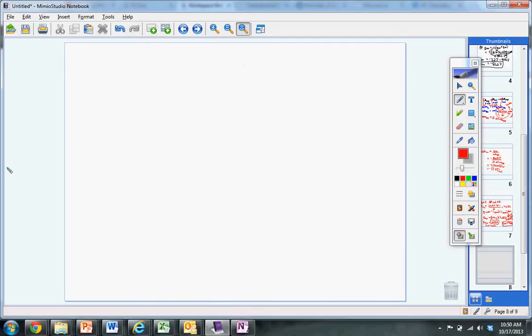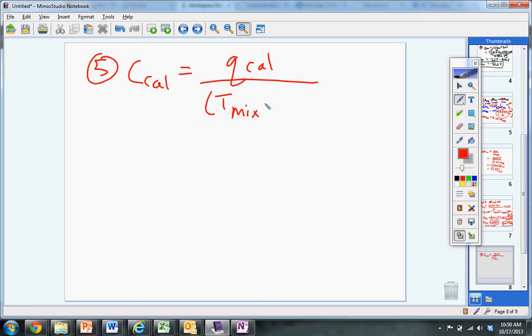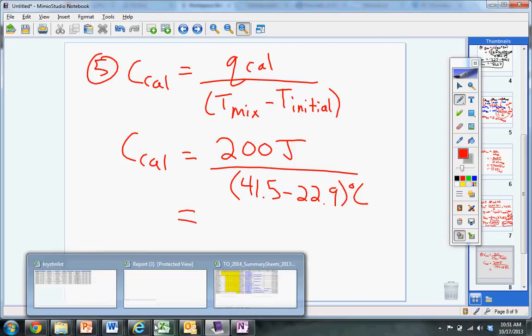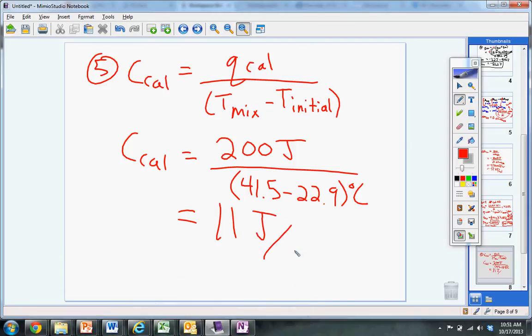Okay, next, number 5, calculate the heat capacity of the calorimeter, C-cal. This is equal to the heat the calorimeter absorbs when 100 mL of solution changes 1 degree in temperature. So C-cal is going to be Q-cal, which we just did, over T mix minus T initial. And it's telling you to do it in joules per degree Celsius, so C-cal, very simple. It's not that complicated like you're trying to make it. 200 joules divided by 22.9 degrees Celsius. It looks a lot simpler than what you probably tried to make it. Joules per degree Celsius.